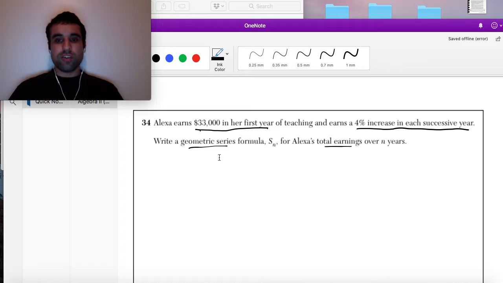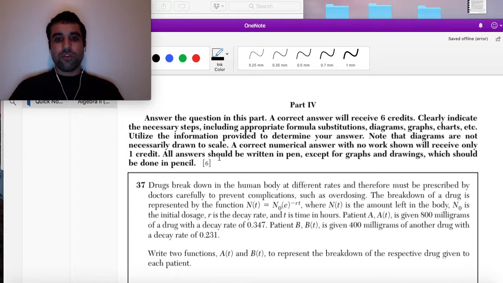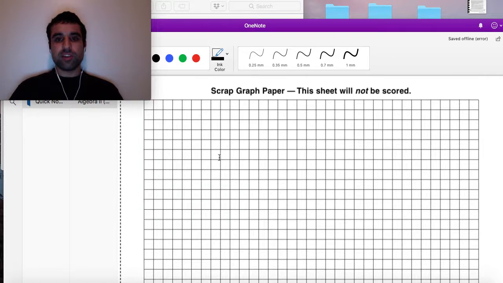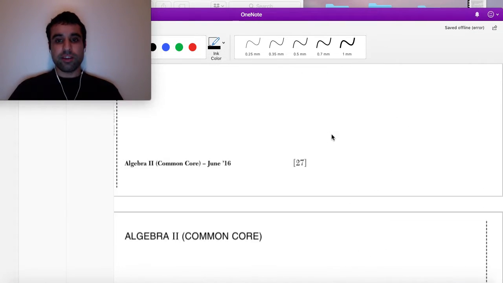Now I'm going to scroll down, guys, so we can see the formula for geometric series, which is exponential growth. A geometric series has a common ratio, or decay, in this case growth.